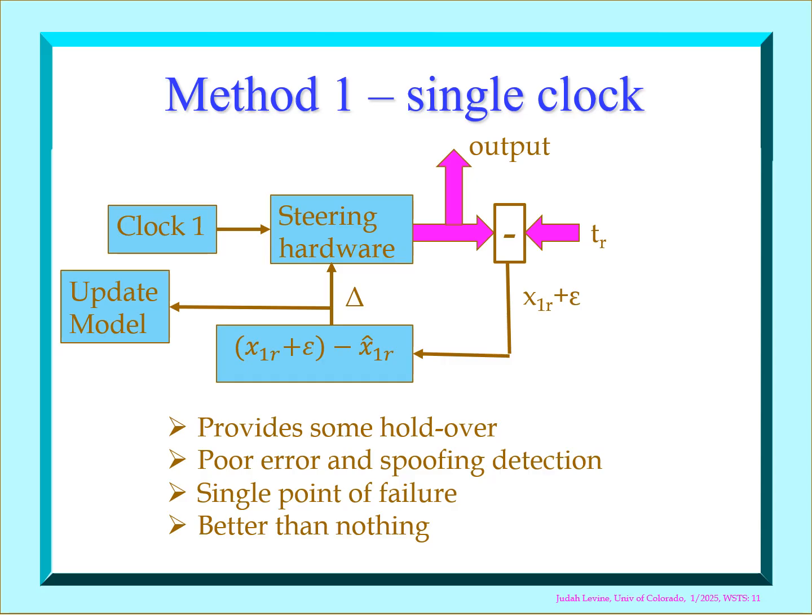Now, this is a simple model. It provides some holdover. The clock will continue to provide some time based on the last steering if the reference fails, or if the link to the reference fails. On the other hand, it has poor error and spoofing detection, because when the data don't agree with what you expected, you don't quite know what to do with it. You don't know whose fault it is, whether it's the local reference, whether it's a difference, whether it's the local clock, and so it's hard to use this to detect errors in the clock or in the reference or in anything.